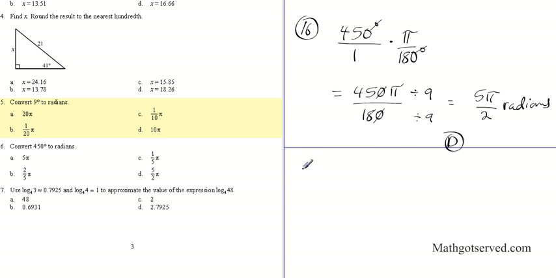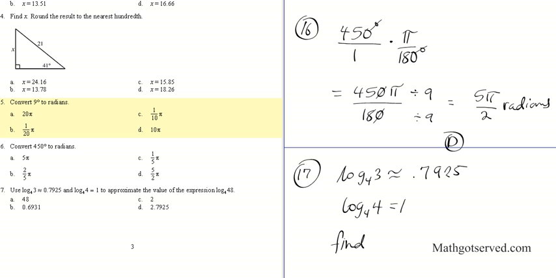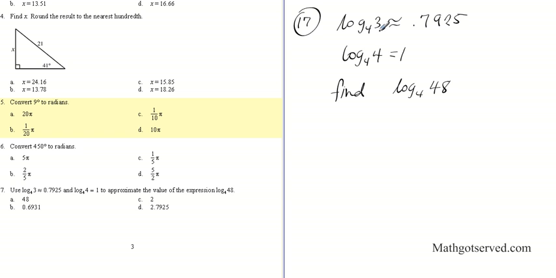Alright, let's take a look at 17. It says we're supposed to use log base 4 of 3, which is approximately 0.7925, and log base 4 of 4, which equals 1, to find the approximate value of log base 4 of 48. Okay, so the rule of thumb here is to express 48 using these two logarithmic values that we know. Okay, so how do I do that? I just use my factor tree and break 48 down using a combination of these two numbers.